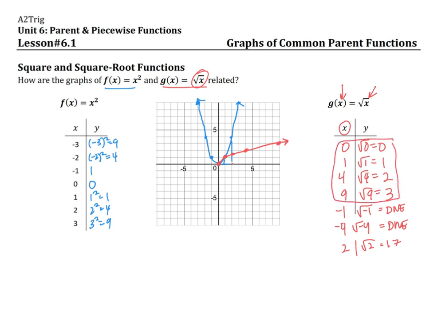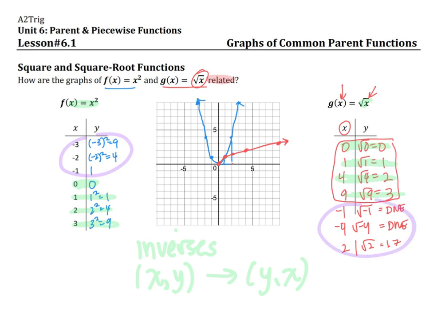Now, how are these two related? Hopefully you're saying to yourself, you know what? They kind of look like inverses of each other. Remember, inverses are when you take the ordered pair x, y, and you switch them, right? So this ordered pair here, 0, 0, is over here. This ordered pair, 1, 1, 2, 4 became 4, 2, 3, 9 became 9, 3. But what about all these negative values? Did those switch? No, they didn't. So they're inverses of each other almost, except we're going to have to do what here?